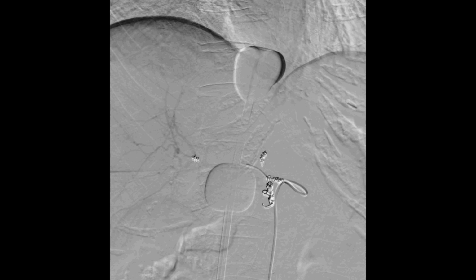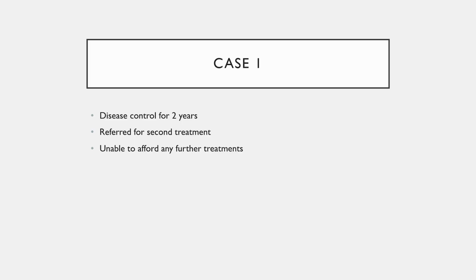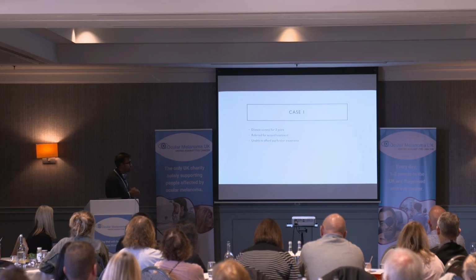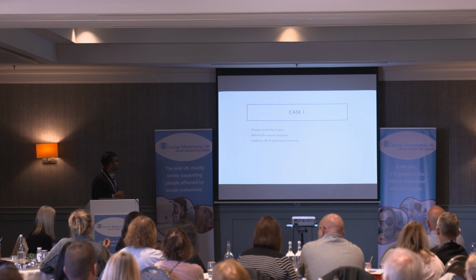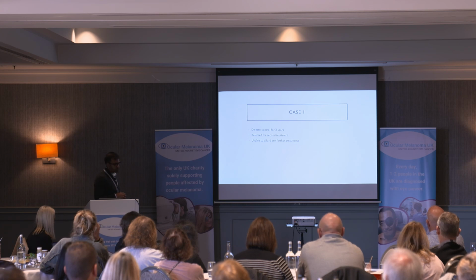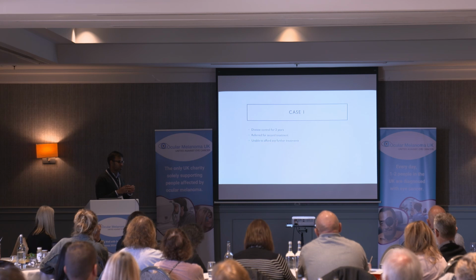I can give that really high dose chemotherapy, and everything else is drawn out and filtered. So this lady had disease control for 2 years, which, from someone who treats liver-directed therapy for multiple cancers, is unheard of in a lot of cases. She has been referred for a second treatment, but she can't afford any further treatment. So at the moment, she's crowdfunding for another treatment.